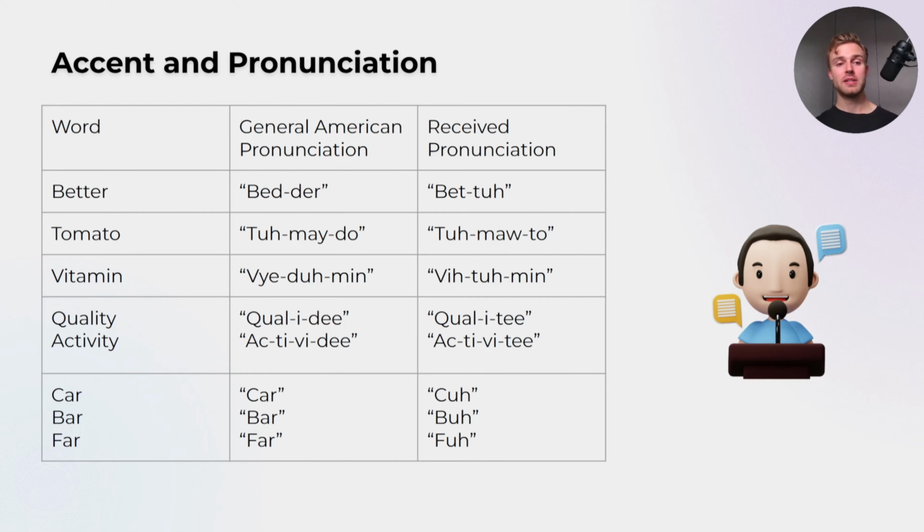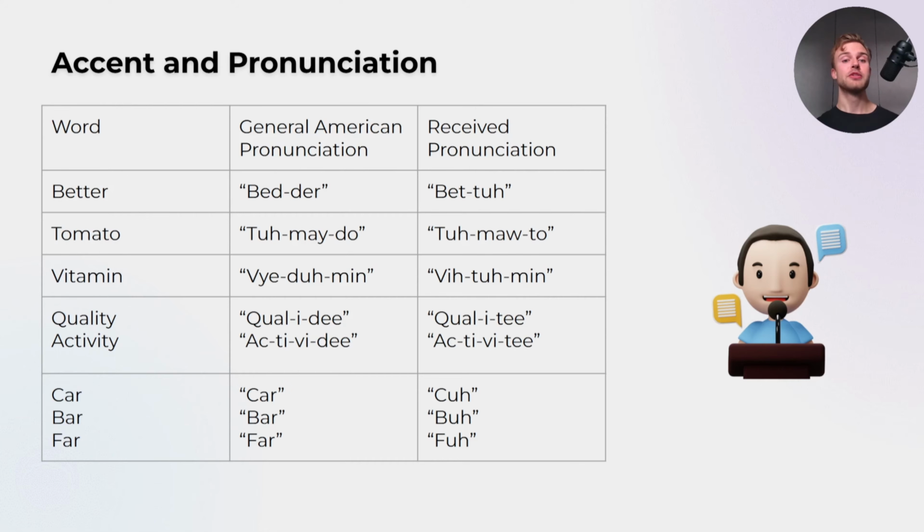So the first word on our list is better. Americans pronounce it like better, so we're pronouncing that t sound like a d. But in the UK, they would say better. So you can see they're pronouncing the t like a t. And they're actually not pronouncing the r in the same way we do in American English.